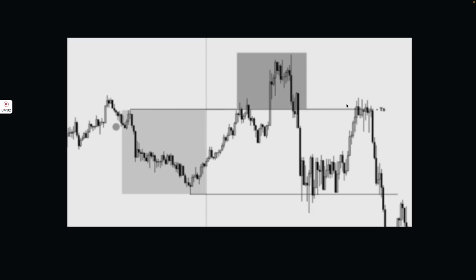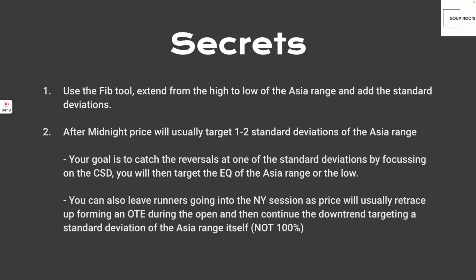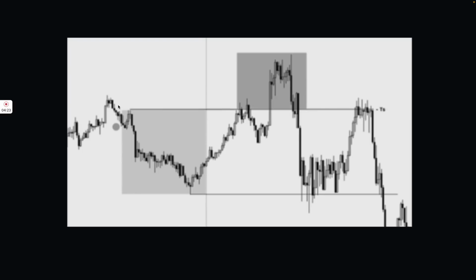How do we know where the Asia range will stop? Other than using key levels, there is another tool that can be used that, in my eyes, works like magic. Use the fib, as I mentioned, extend it from the high and low. So you would extend it from the high to low. Standard deviation, rejection, turtle soup.